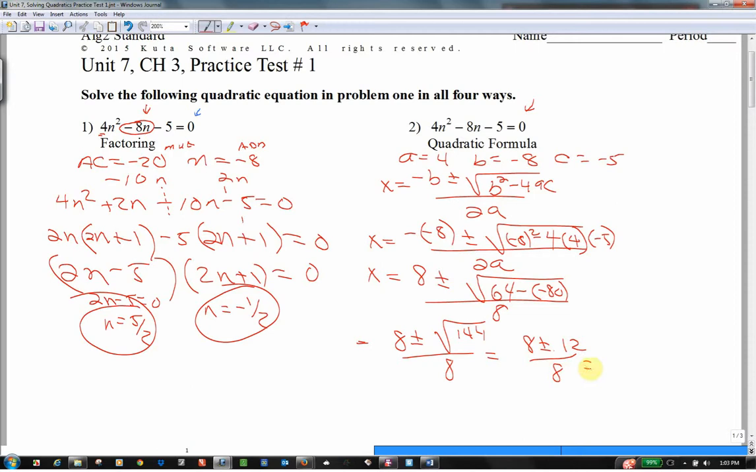So now I'm going to have two answers. One of the answers is going to be n is equal to 8 plus 12. That would be 20 all over 8, which is going to be equal to, divide the 20 by 4, 5 halves. The next solution, I will take 8 minus 12. That's a negative 4 all over 8. That's a negative 1/2. So my solutions are 5/2 and a negative 1/2.